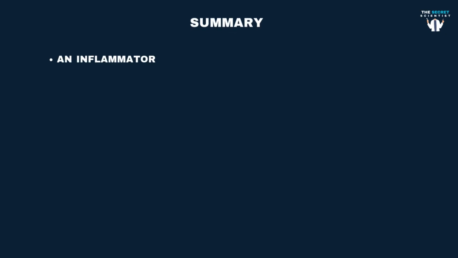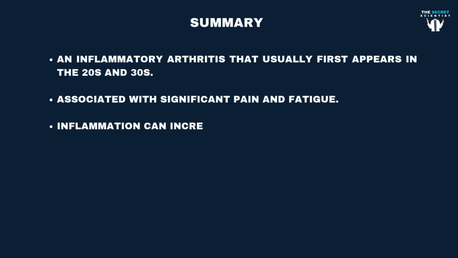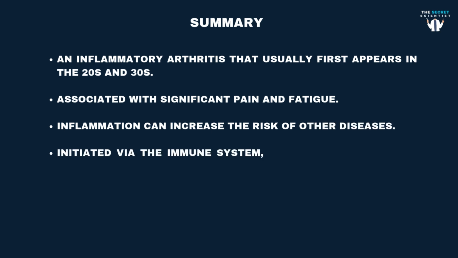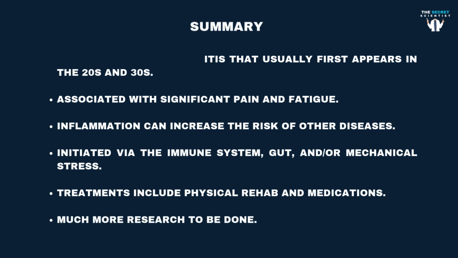So what we know so far about AxSpA is that it's an inflammatory arthritis that usually first appears in the 20s and 30s. It's associated with significant pain and fatigue, and the inflammation can increase the risk of other diseases. It's initiated via the immune system, the gut, and/or this mechanical trauma. And so far, there's only these management guidelines in order to manage the disease, but there's no definitive cure for it.